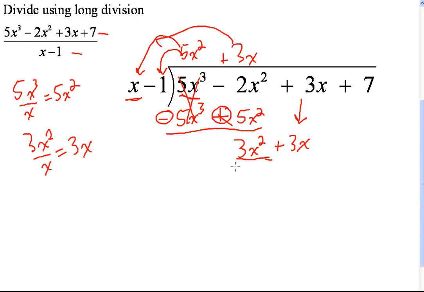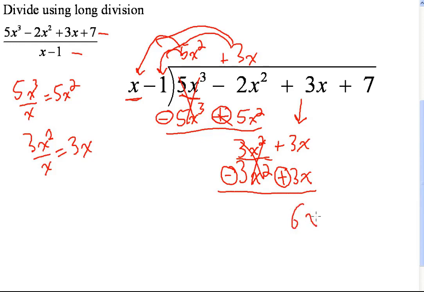So 3x times x is 3x squared. And again, look, they match up. We planned that. And 3x times negative 1 is negative 3x. Now we've got to change the sign. Positive becomes negative. Negative becomes positive. These cancel out. Good. That's what we planned. 3x plus 3x is 6x. And we drop the 7.